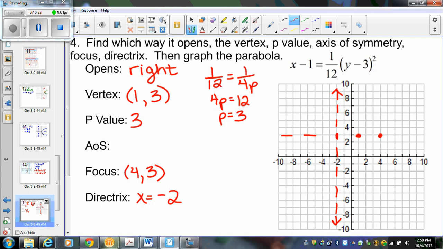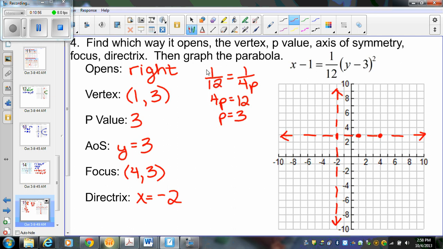Finally, I need to go back and sketch in my axis of symmetry, which I really could have done as soon as I knew my vertex, but it doesn't matter the order that you do it in. That line being horizontal, that means the axis of symmetry is a y equals equation now. And what does y equal? Well, this goes through +3, so it's y equals +3.